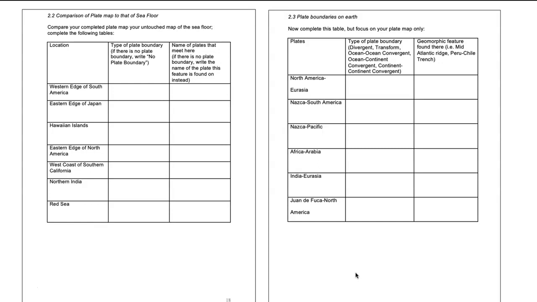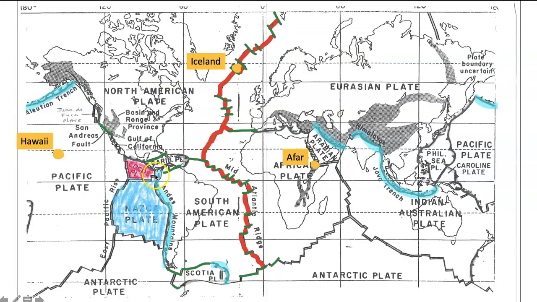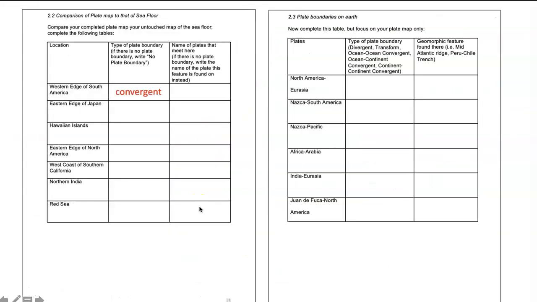The next 2 pages ask you to look at the map and think about plates and plate boundaries. So we have the western edge of South America. What type of plate boundary is it, if there's a plate boundary at all? And name the plates that meet there. So if we go back to look, there's a convergent plate boundary here along the western margin of South America. And the two plates involved are the Nazca Plate and the South American Plate. So convergent boundary, South American and Nazca Plate.